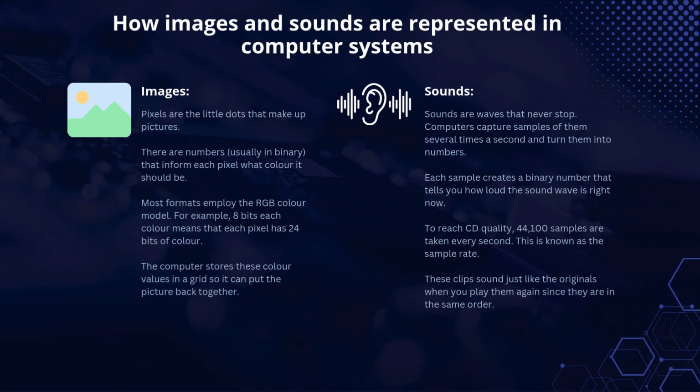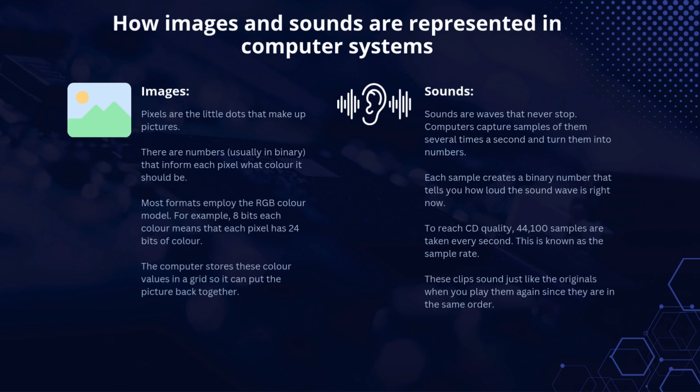Most formats employ the RGB color model. For example, 8 bits each color means that each pixel has 24 bits of color. The computer stores these color values in a grid so it can put the picture back together. So I hope you have understood the images. Let's move on to sounds.